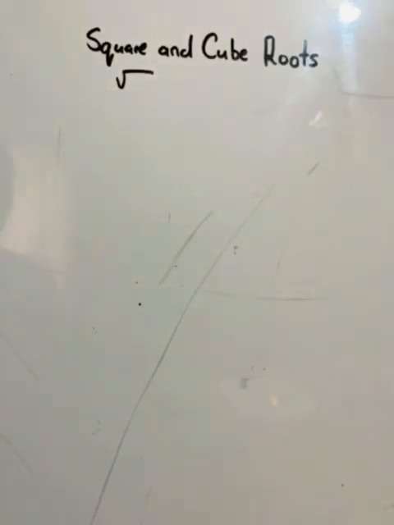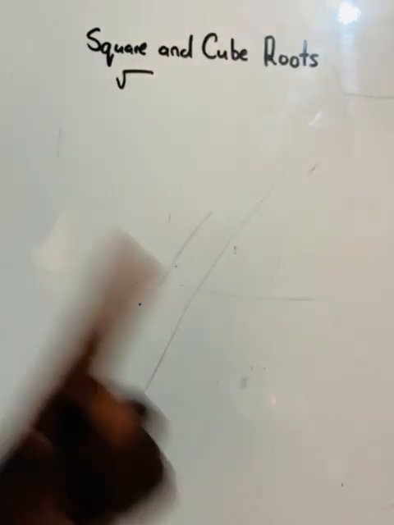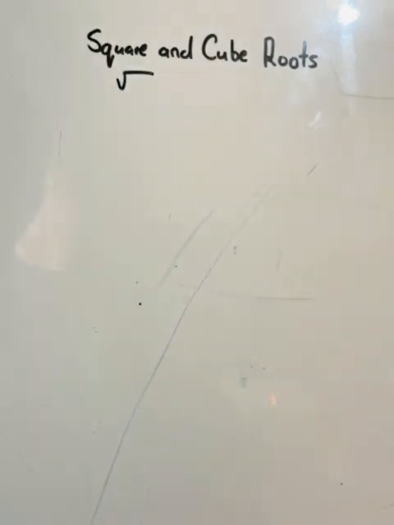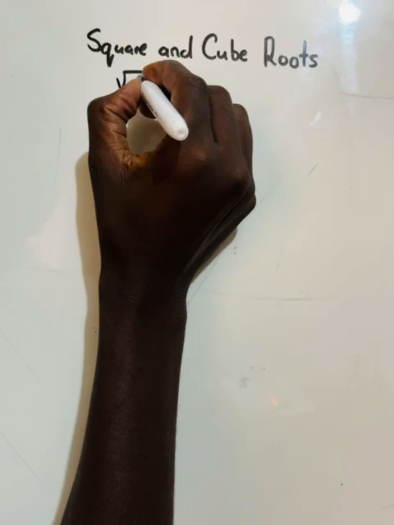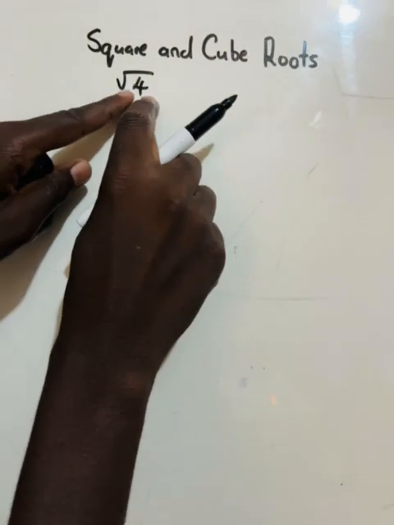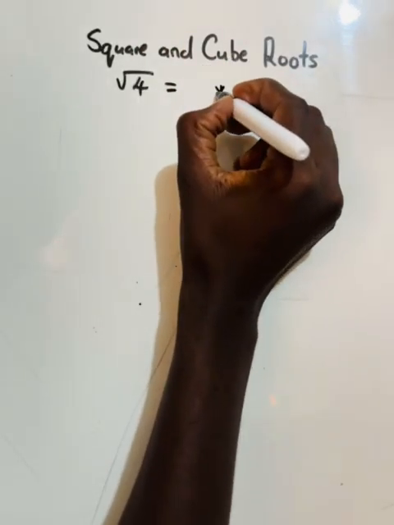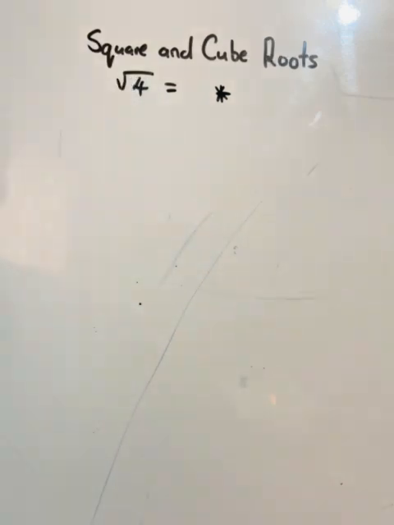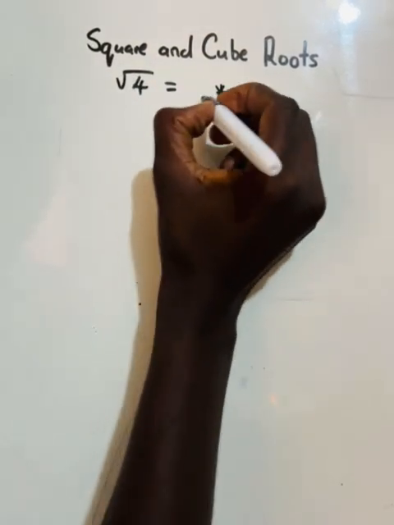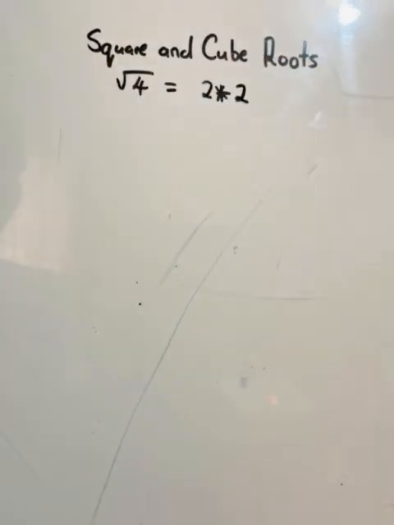The square root simply means: which number multiplied by itself twice gives us the number which is under this root. For instance, if we've got square root of 4, it is asking which number multiplied by itself gives us this 4? The number that multiplied by itself to give us 4 is 2 multiplied by 2. That's what square roots are asking.